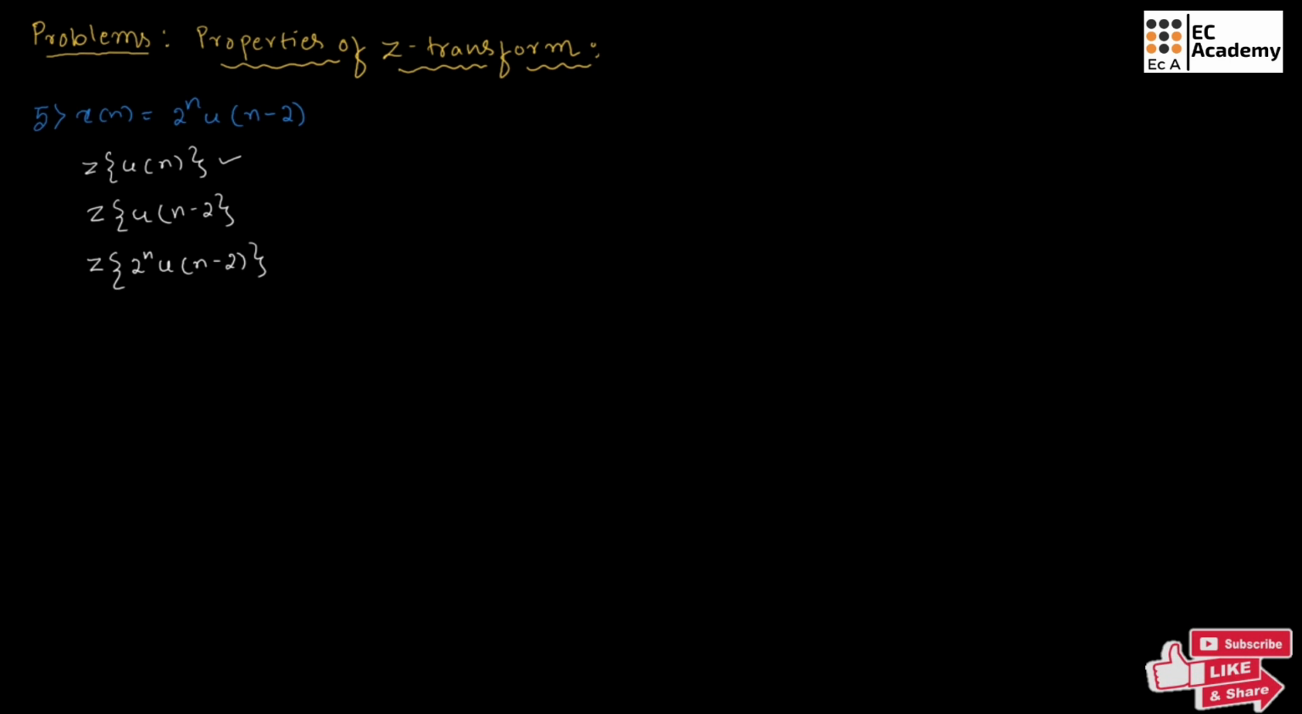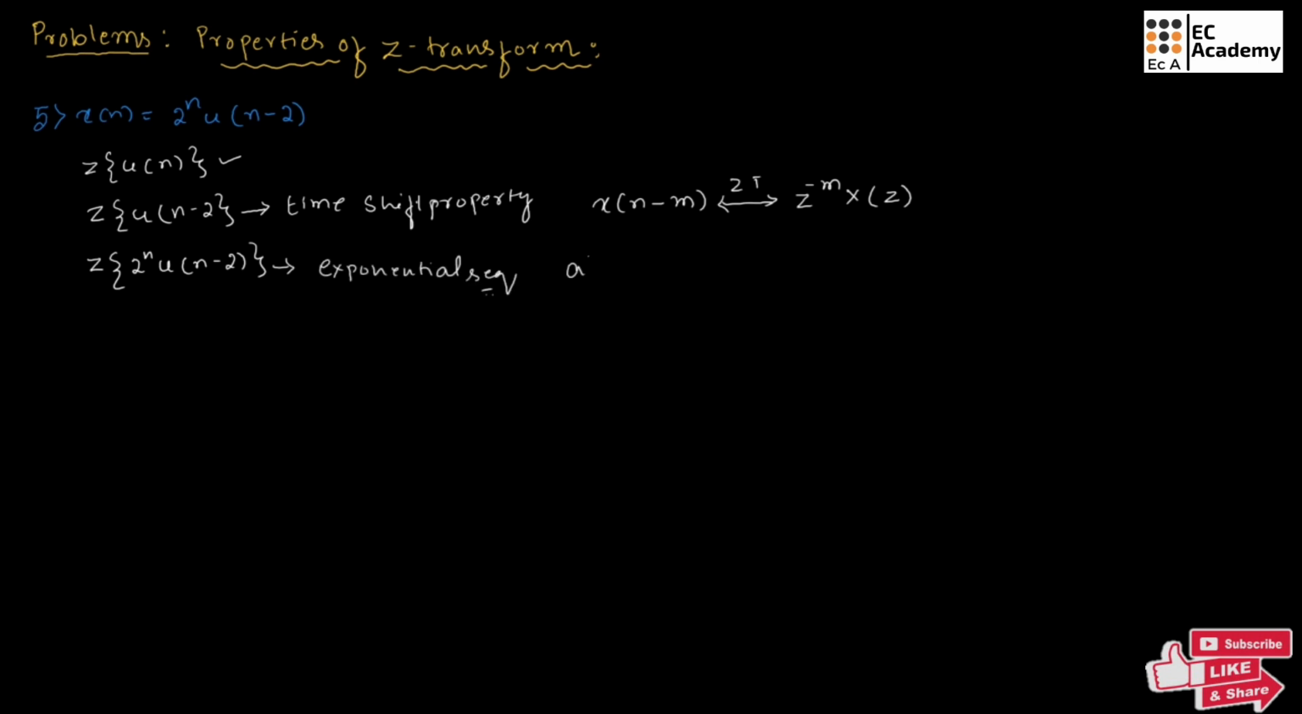Finding the Z transform of u of n minus 2 is nothing but the time shift property, which states that x of n minus m, if we perform Z transform on this, we will get z to the power of minus m x of z. To find Z transform of 2 to the power of n u of n minus 2, we need to use the property of exponential sequence, which states that a to the power of n x of n, if we perform Z transform for this, we will get x of z by a.